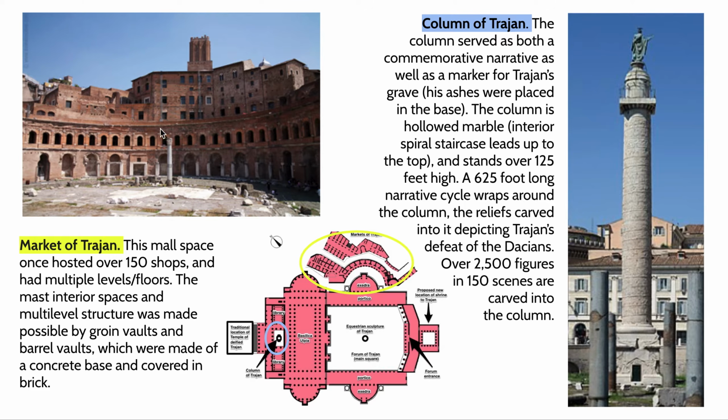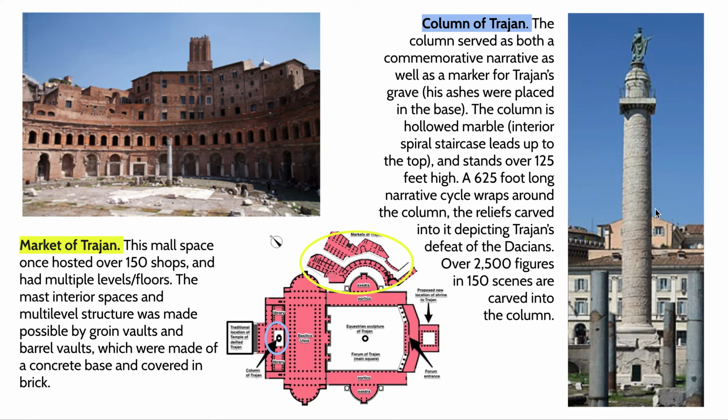These are what remain of the markets of Trajan. We're again seeing a similar kind of structure to what we saw with the Colosseum, with repeated barrel and groin vaults arranged in a more or less circular pattern. Similarly to the Colosseum as well, the base of the building was made of concrete and then it was faced in something a little bit prettier. In this case, it was faced with brick.